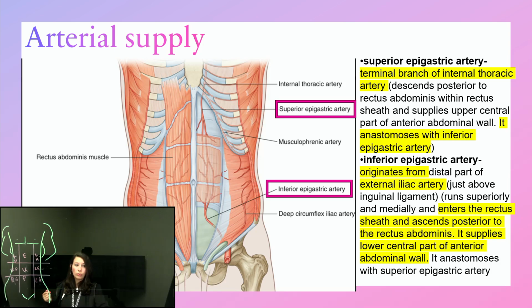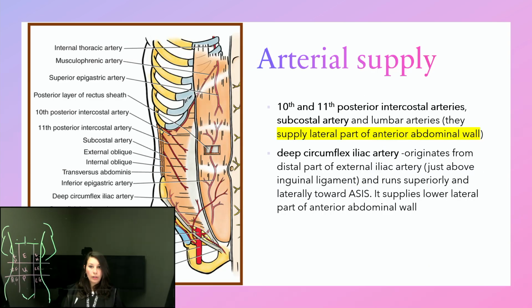It is also going to supply the lower central part of the anterior abdominal wall. And like I said, it anastomoses eventually with your superior epigastric artery. So those two arteries, super, super important to find and locate. They can definitely be part of your test.